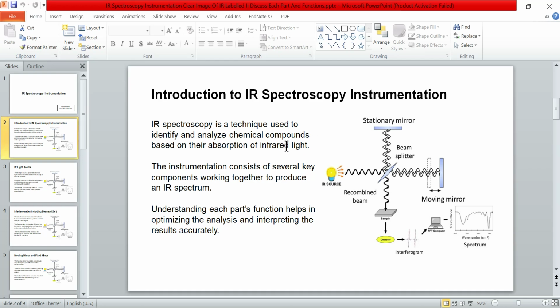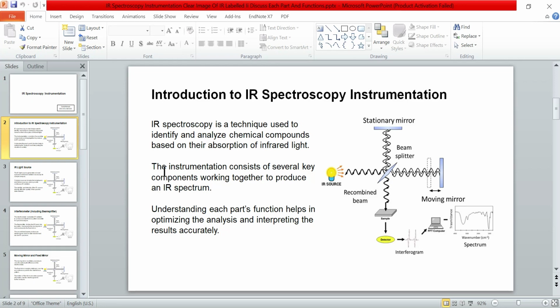IR spectroscopy is a technique used to identify and analyze chemical compounds based on their absorption of infrared light. In IR spectroscopy, mostly the light is absorbed, and after that we can detect the chemical compound. We can detect the spectrum when electromagnetic radiation falls on the matter, and then we can easily know the functional group of that compound. Mostly, IR is used to detect the functional group.